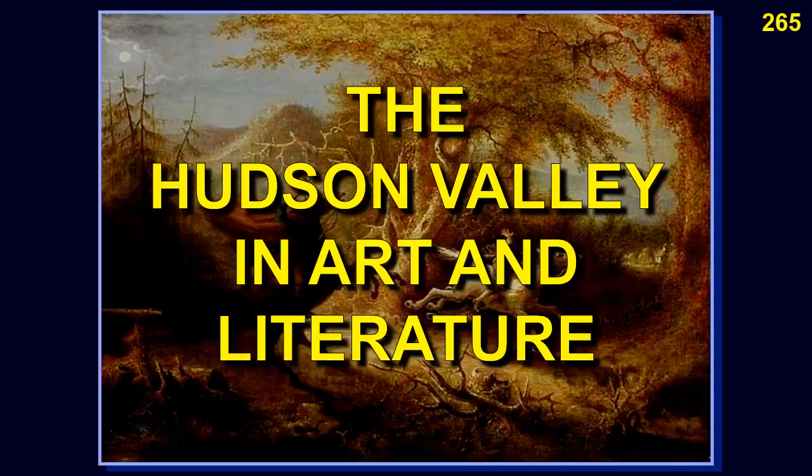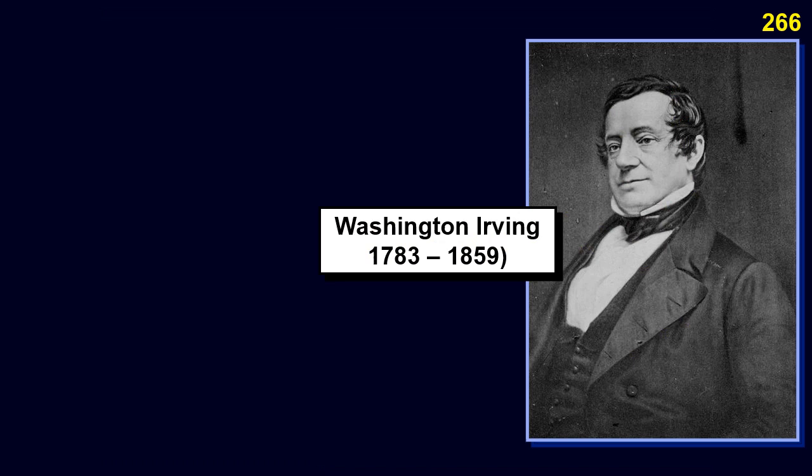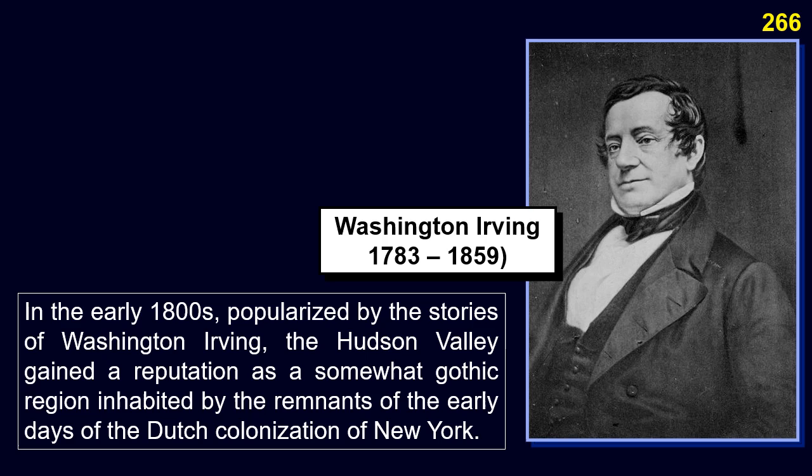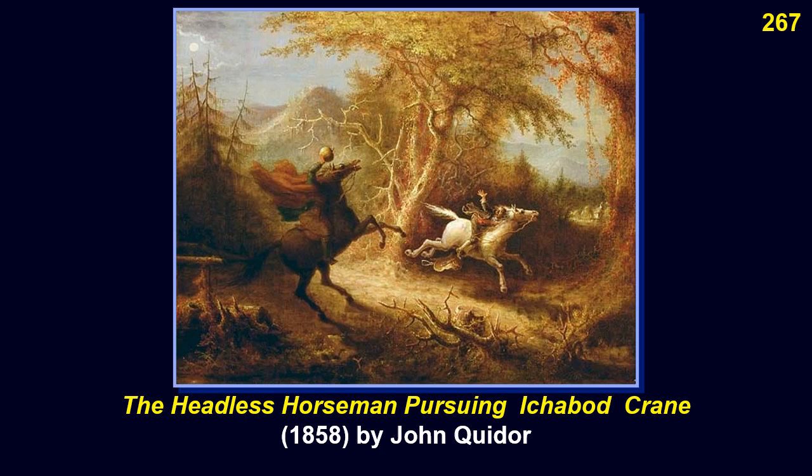Chapter 14. The Hudson Valley in Art and Literature. In the early 1800s, popularized by the stories of Washington Irving, the Hudson Valley gained a reputation as a somewhat Gothic region inhabited by the remnants of the early days of the Dutch colonization of New York. This is a painting of the Headless Horseman pursuing Ichabod Crane, 1858, by John Quidor.